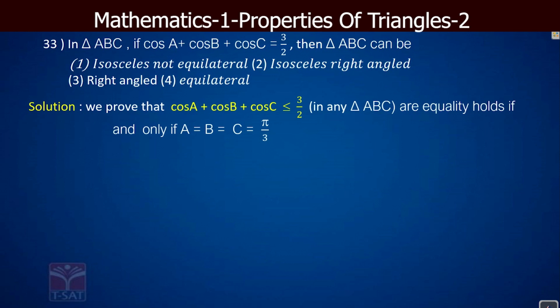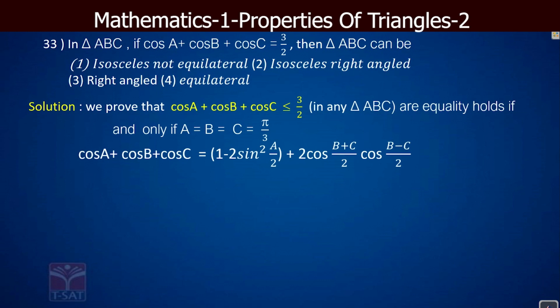So for this, in any triangle, equality holds if and only if A is equal to B is equal to C is equal to pi by 3. To prove that, you will have cos A plus cos B plus cos C is 1 minus 2 sin square(A by 2) plus 2 cos((B plus C) by 2) cos((B minus C) by 2). And you know that cos((B minus C) by 2) is less than or equal to 1.